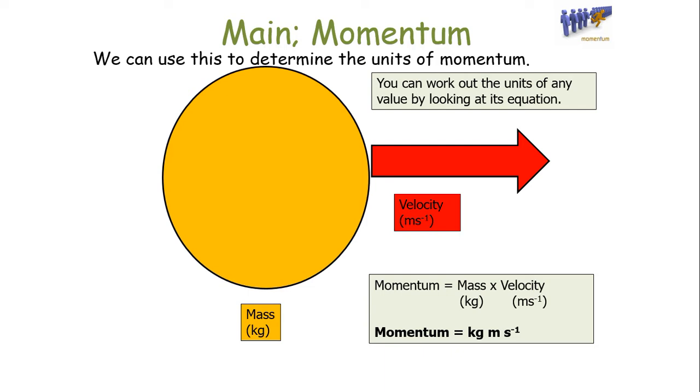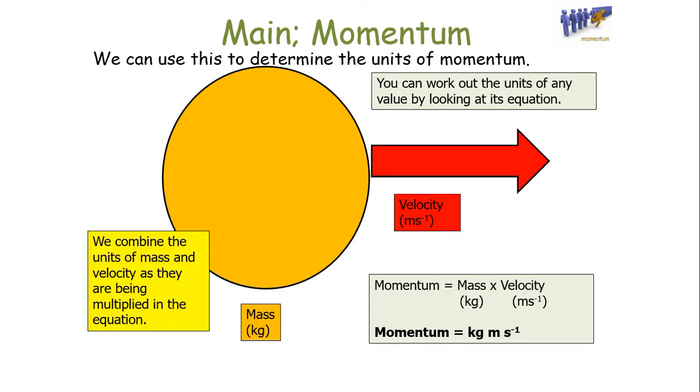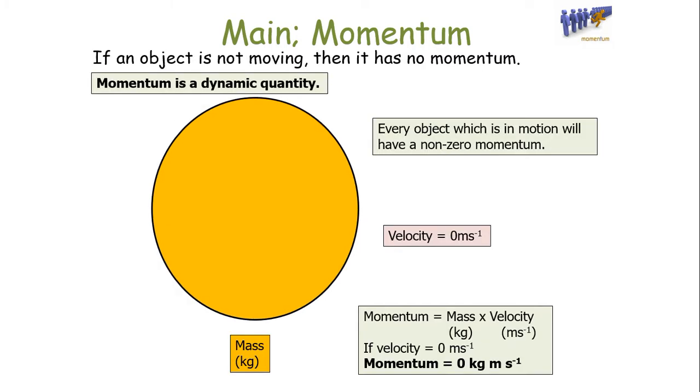Now, we can use this to determine the units of momentum. Now, we can work out the units of any value by looking at its equation. Now, we know momentum is mass times by velocity. Mass is given in kilograms. Velocity is meters per second. And when you multiply values, you basically push the units together. So the units of momentum are kilogram meters per second. So we've combined the units because there's a multiplication going on. So we can also express it in the following version or that way as well.